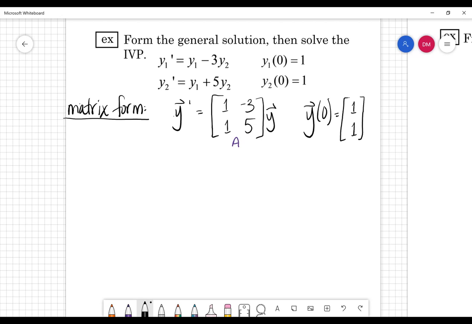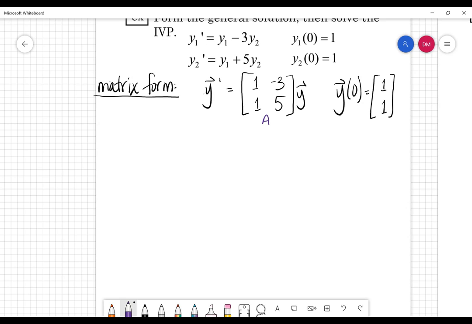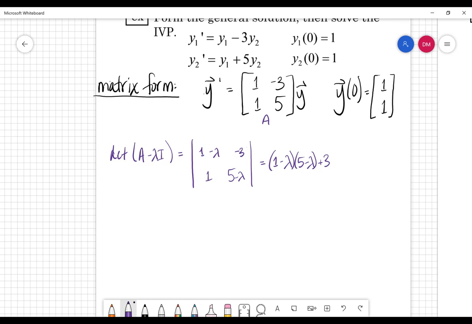All right, so remember from yesterday that in order to find eigenvalues, we take the determinant of A minus lambda times the identity matrix. So what that's going to look like for us, using some determinant notation here, is 1 minus lambda, -3, 1, and 5 minus lambda. So my determinant: 1 minus lambda times 5 minus lambda, and then plus 3, is equal to 0.